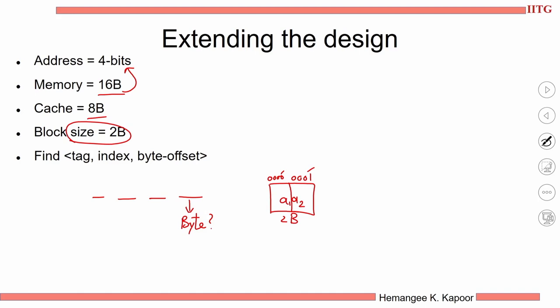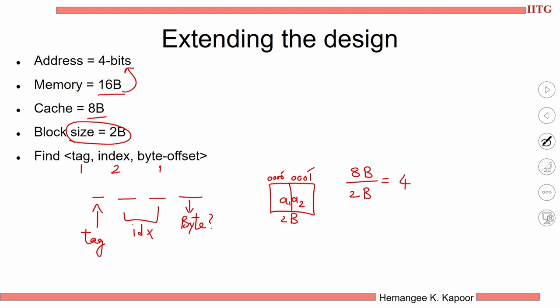How many blocks do I have in the cache? How many such boxes do I have? We have an 8-byte cache, so 8 bytes can be kept. In each box, I am going to store 2 bytes. So I effectively have 4 such boxes available in my cache. 4 boxes means I need 2 bits to store the information, right? These 2 bits will identify the box, which box I am going to use to store the data. And the remaining one is the extra information, which I will call the tag. So what's the answer? Tag is 1 bit, index is 2 bits and byte offset is 1 bit. This is how we can calculate.